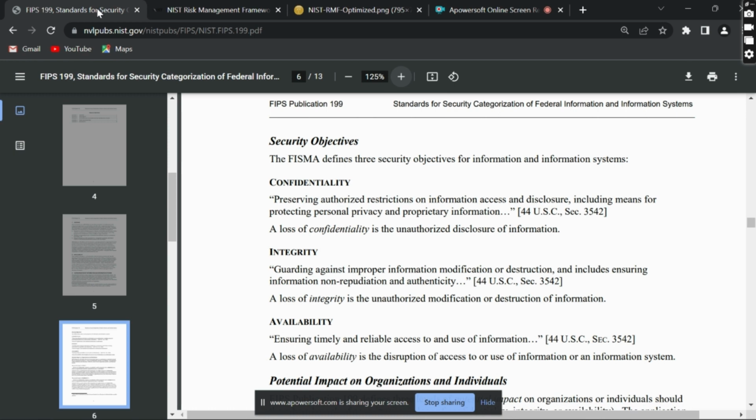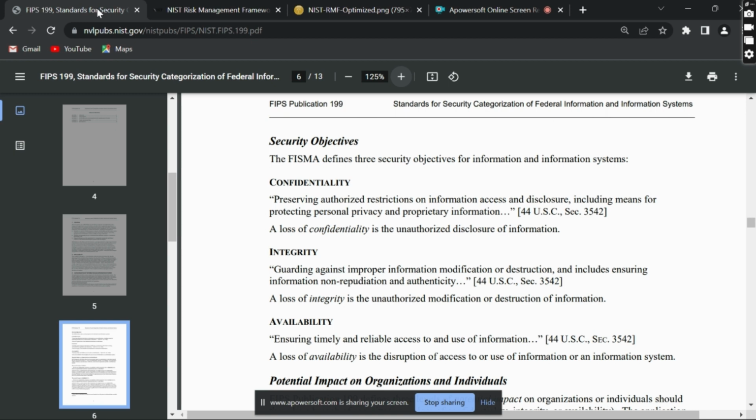So for a system to be categorized in the federal agencies, there are steps we have to take before we can get to that point. First thing you need to categorize the system is security objectives. And the second one is the impact level and the high watermark.